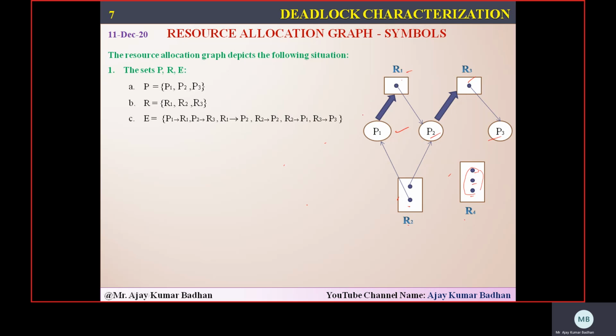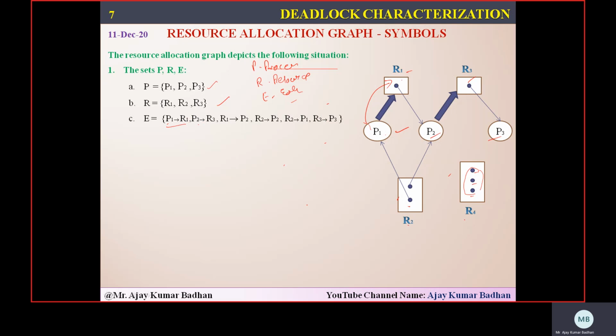Okay, so here I have represented the sets. So P, R, and E. I think you people are familiar now. P is nothing but process, R is nothing but resource, and E is nothing but edges. So what are the processes we have? P1, P2, P3. What about the resources? R1, R2, R3. Now edges. What are the edges we have? So P1 to R1. P1 is requesting. So P1 here is requesting resource R1.